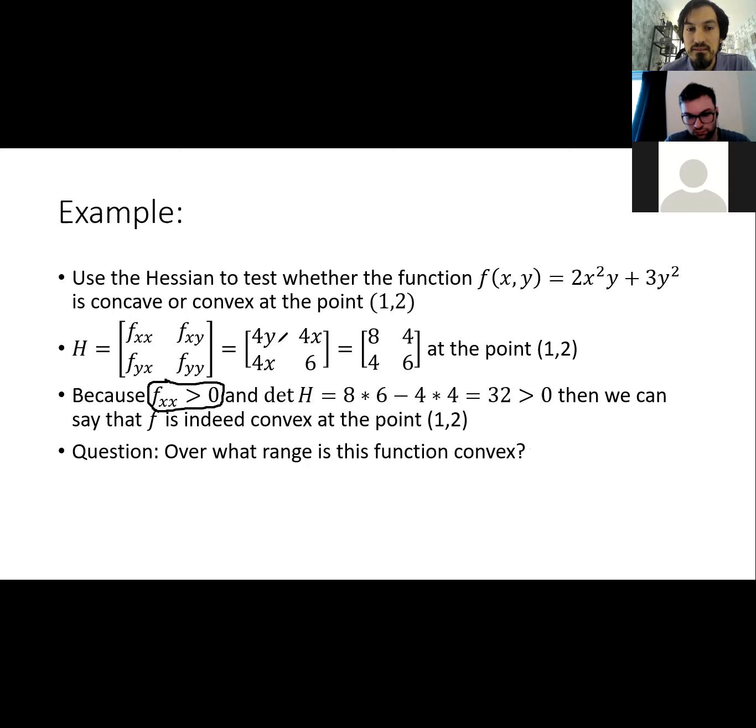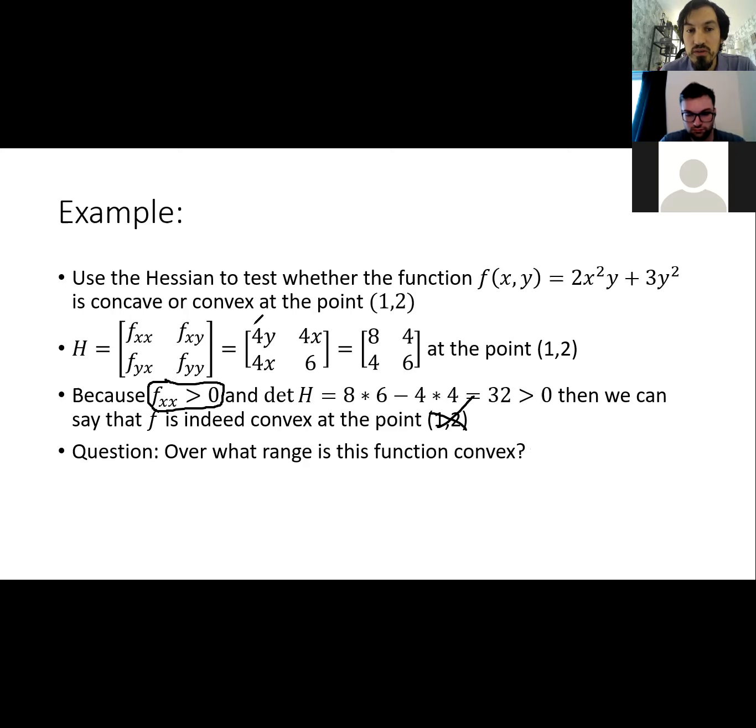Well, the answer is 8. No, you don't know that that's going to be 8. It's only 8 at the point (1, 2). So right now, forget about the point (1, 2). I'm asking a new question. This is a new question. Over what range is this function convex? So forget this point (1, 2).